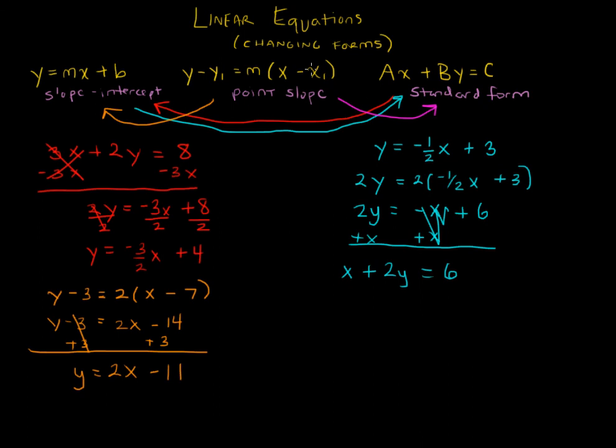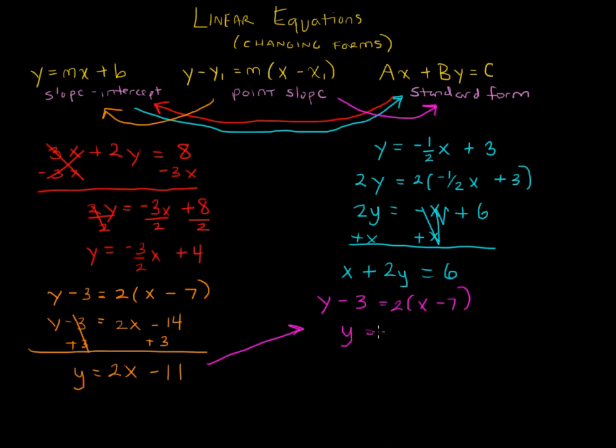So let's say, you know what, to save on time, we're going to start with the example that we did in the last one. Y minus 3 equals 2, and then x minus 7. Now, in order to get this to standard form, actually the first thing we would have to do is change it to slope-intercept form. So we've already done that. That's y equals 2x minus 11. So we already did that.